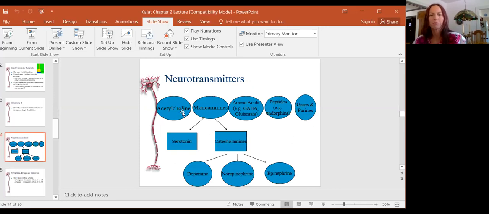Now you don't really have to know all these, but just recognize you're going to see these names around quite a bit. Acetylcholine, as I said, a really common neurotransmitter. There's a group called the monoamines, and that includes almost all the ones that we're going to study here in psychology: serotonin, dopamine, norepinephrine, epinephrine. GABA and glutamate are two really common neurotransmitters, GABA being inhibitory, glutamate being excitatory. And then you've got the peptides. You've probably heard of endorphins. You also have gases and purines, and you'll read about a gas called nitric oxide, which is a common neurotransmitter as well.